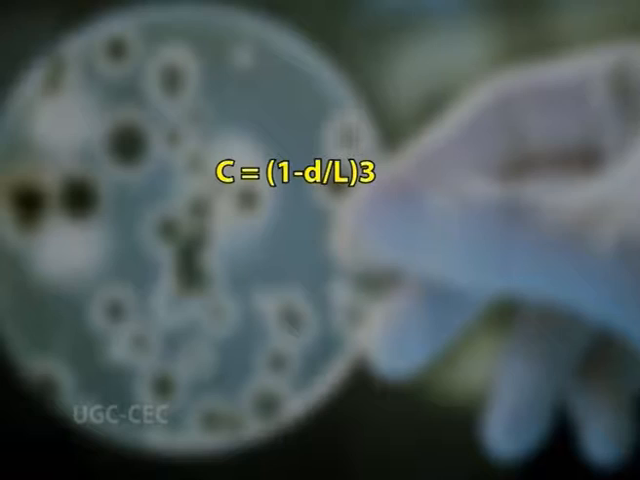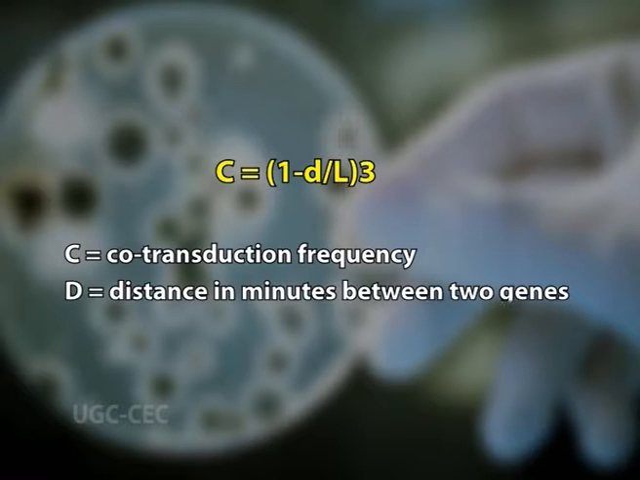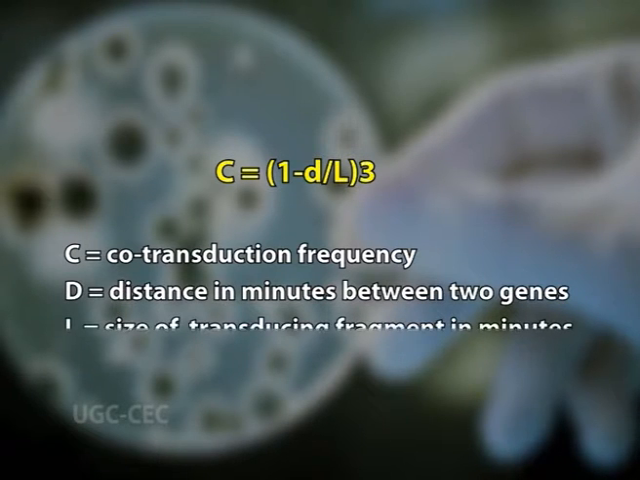A mathematical formula proposed by Wu is used to relate co-transduction frequencies to map distance, which is C equals (1 minus D by L) whole cube, where C is co-transduction frequency, D is the distance in minutes between two genes, and L is the size of the transducing fragment in minutes.